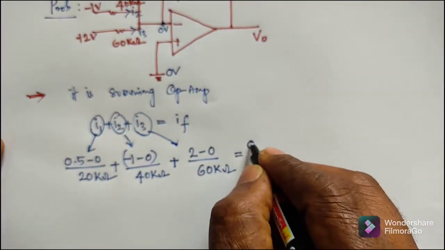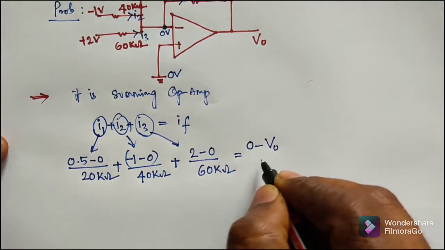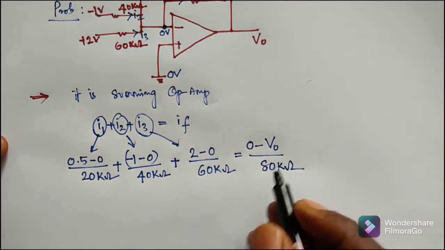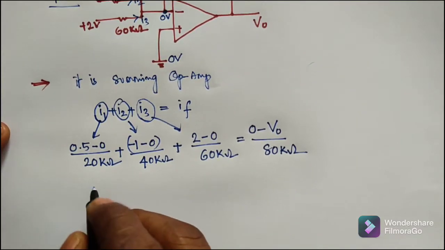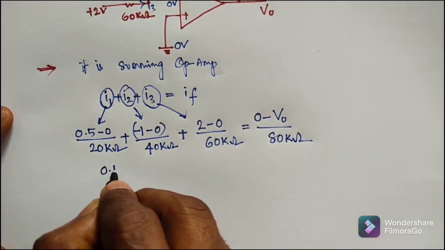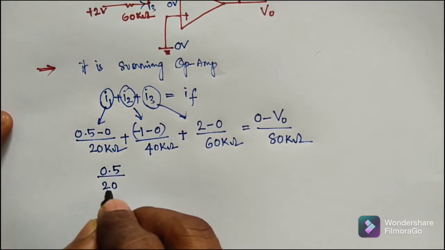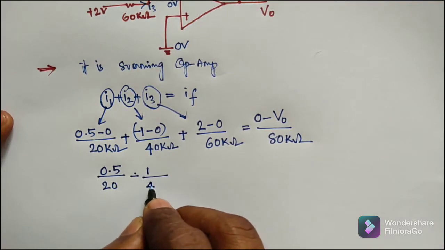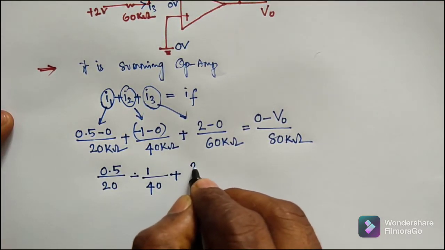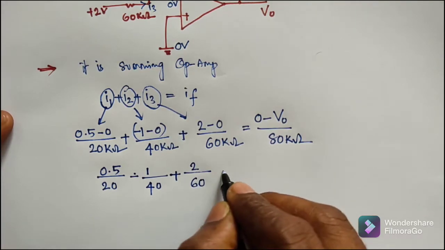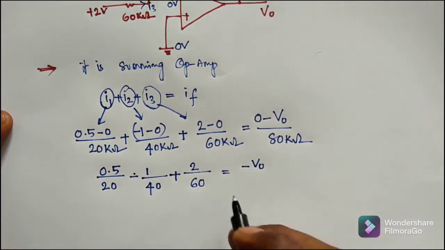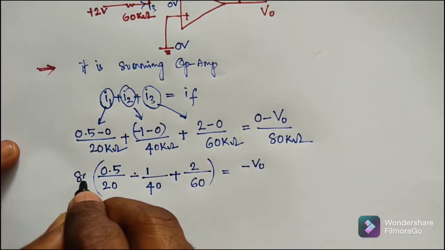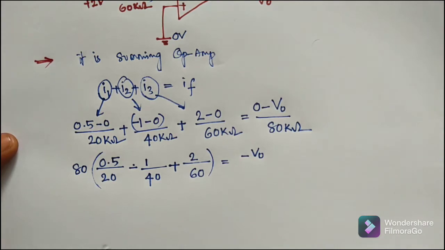IF starts at 0 and ends at V0, and the resistance value is 80 kilo ohms. Based on this expression, it can be represented as 0.5 by 20 plus, taking the minus sign, 1 by 40 plus 2 over 60, is equal to minus V0 by 80. Multiplying by 80, you will get this. So this is the actual expression for this problem.